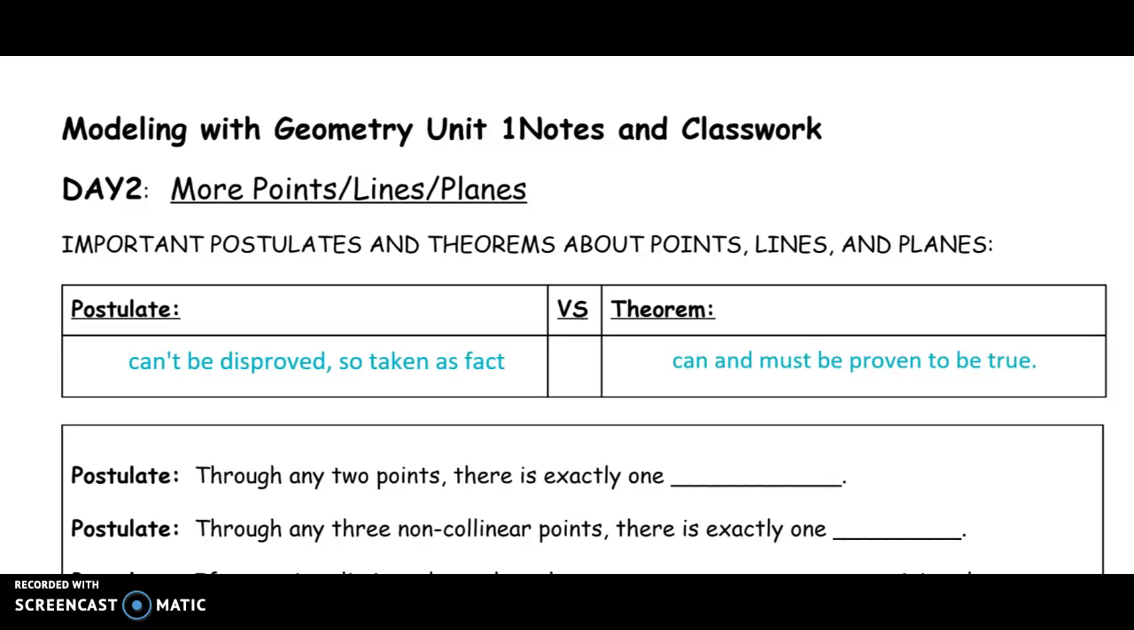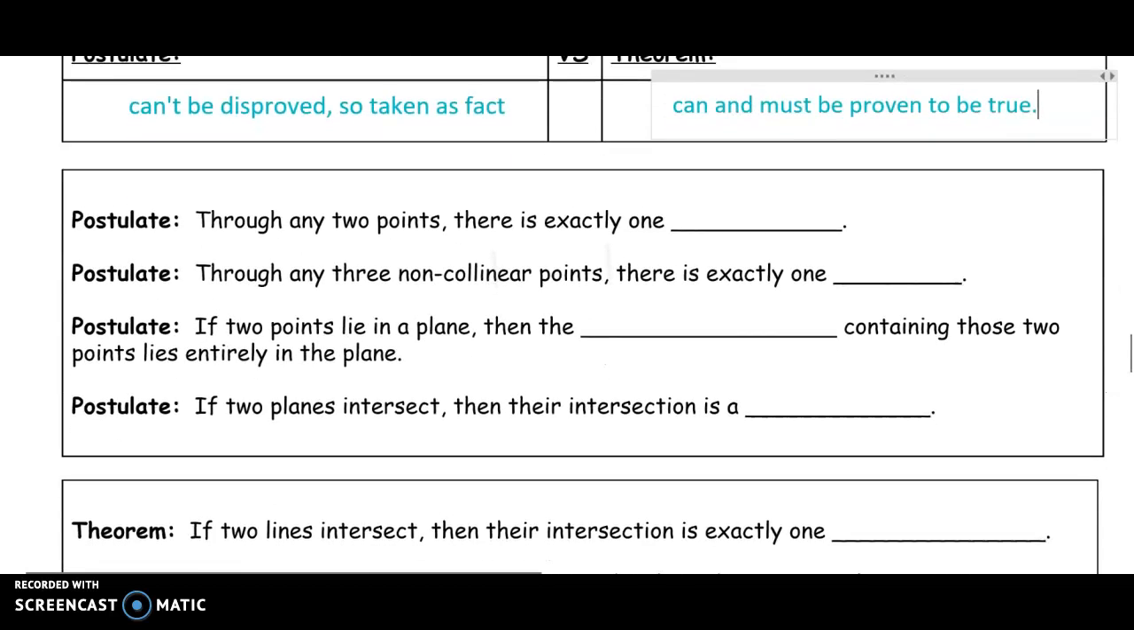It's just a matter of knowing that a postulate is something taken as fact, and it's not because we can't disprove it, while a theorem is something that we must prove before we can use it. Luckily for us, some people did some hard work and proved them for us, so we can use them.